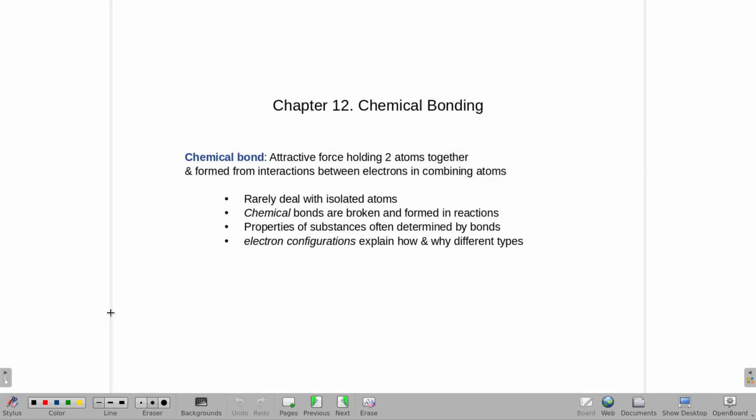But as soon as we use two different atoms, or different atoms in general, we're going to have a lot more variety in the type of bonds we have. All right, but we will find that the chemical bonds that get formed and broken by chemical reactions do drastically change the chemical properties of the substances.